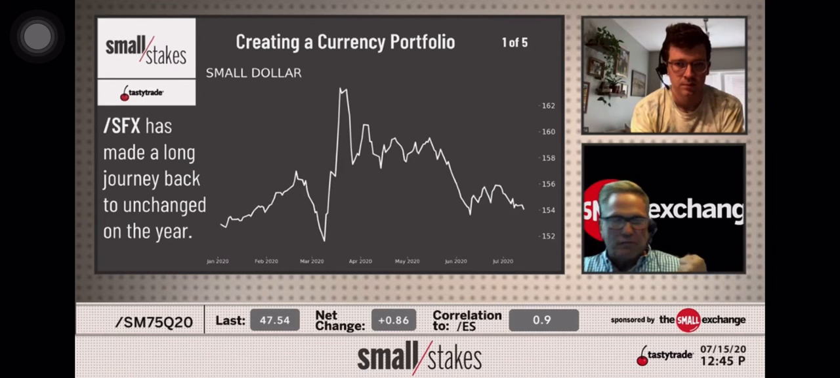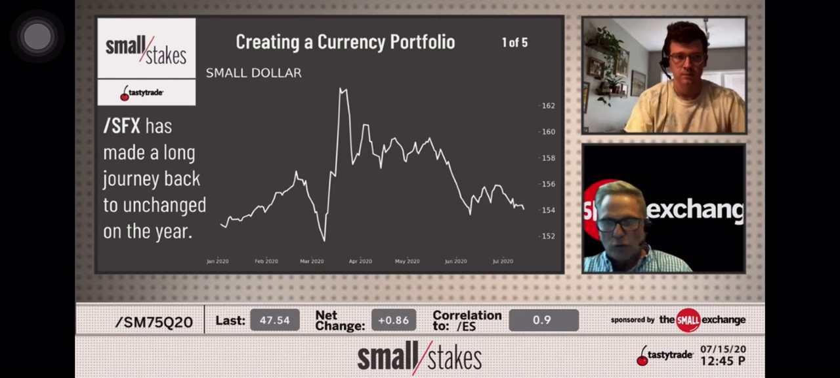Oftentimes when we have violent events in equities like this, or maybe in interest rates, currencies have a little reflexive move, but then they just sit there. It's almost like there's uncertainty. The market doesn't quite know what to do with currencies, but I think they're due for that kind of movement we've seen everywhere else.